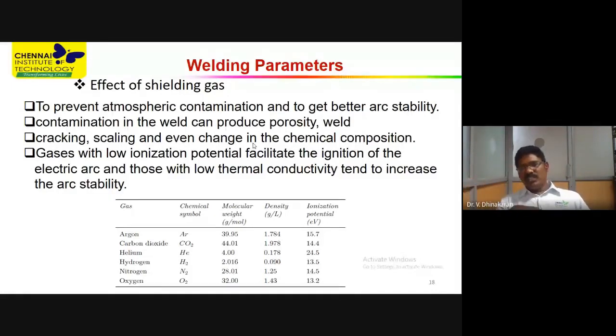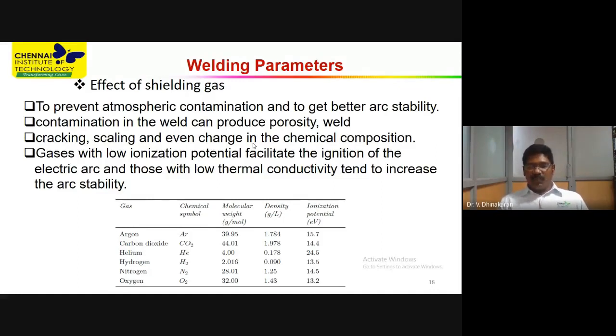The type of shielding gas you are using to protect the molten pool, and the amount of gas you are using to protect the molten pool, also play a major role. See, as I said, the metal is locally melted. When the metal is locally melted, it will be liquid. When you give a high amount of airflow, this airflow may create a turbulent action, because of which the molten pool may be disturbed. When the molten pool is being disturbed, it is not a very good thing to achieve proper penetration.